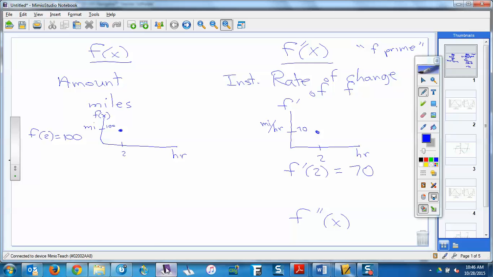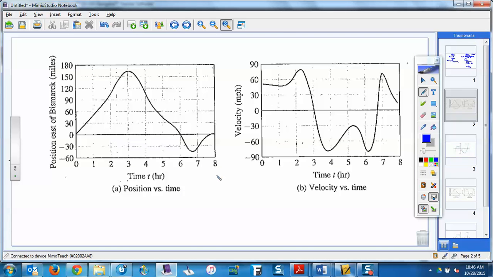Now, I jumped ahead a little bit here. This is in your book at the top of page 37, I believe, and it shows two functions. One is position, so this is the east of Bismarck position. At 2, it looks like it's right about 100, right? And here's the velocity, and at 2, it looks like it's right about 70, like we were just saying. So it's 100 miles east of Bismarck, and it's traveling east because it's a positive 70.